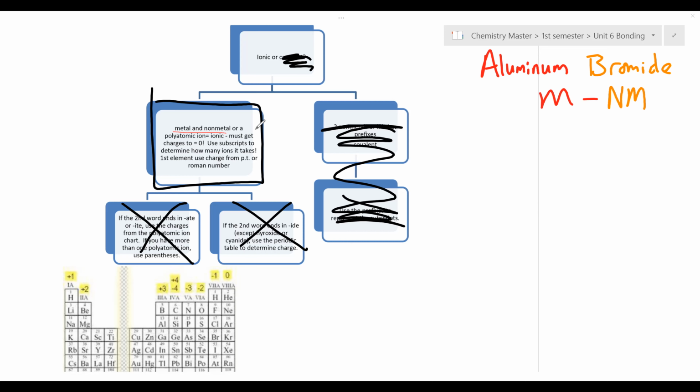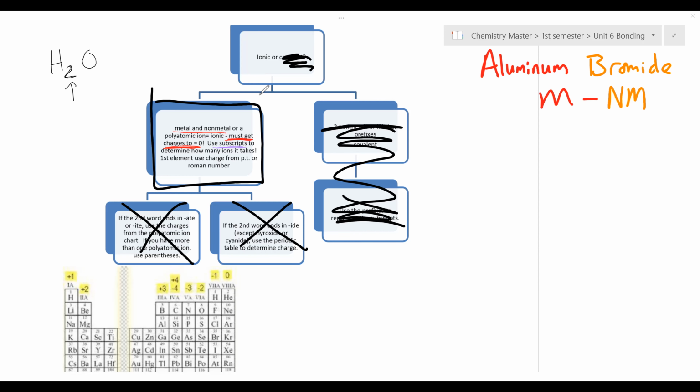This says that if we have a metal and a non-metal, or polyatomic, which we'll get to in a second, we must get the charges to be equal to 0. This is only for ionic. To do that, we need to use subscripts to determine how many ions it takes. What that means is, if you see me write something, for example, just something random, H2O.